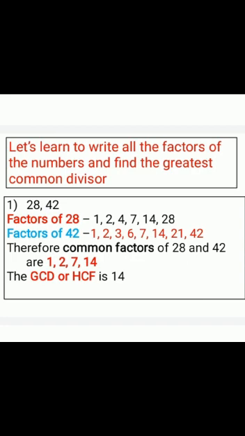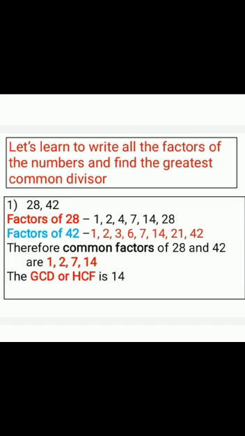Now let's understand and learn to write all the factors of the numbers and find the greatest common divisor. For example, 28, 42. The factors of 28 are 1, 2, 4, 7, 14, 28. That means 28 is divisible by 1, 2, 4, 7, 14, 28. And the factors of 42 are 1, 2, 3, 6, 7, 14, 21, 42.